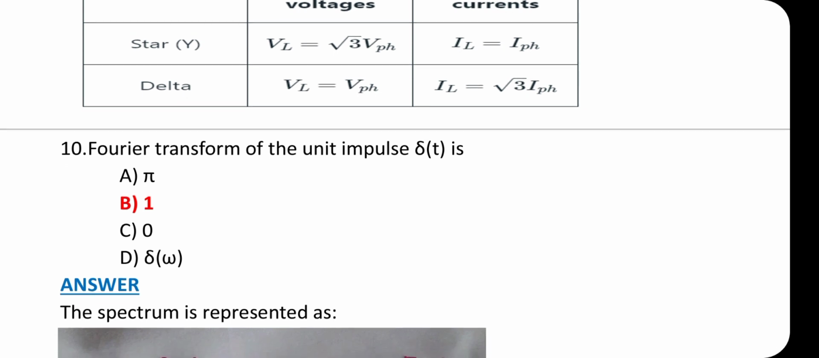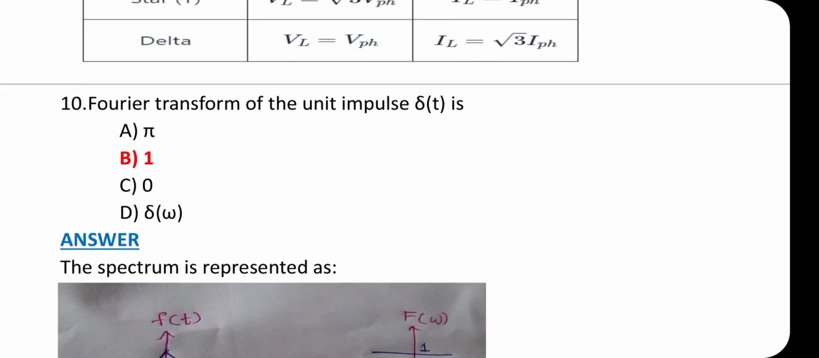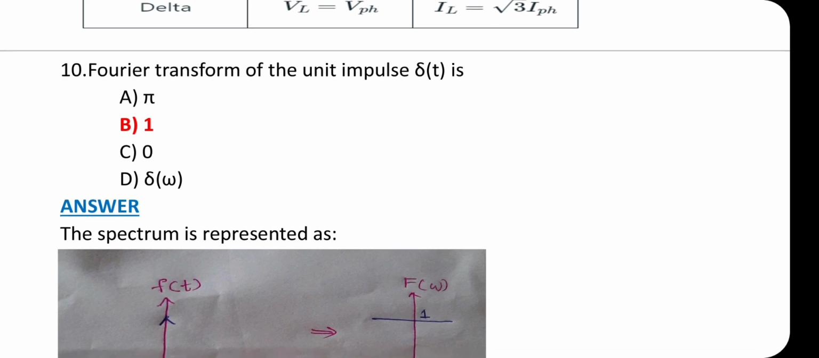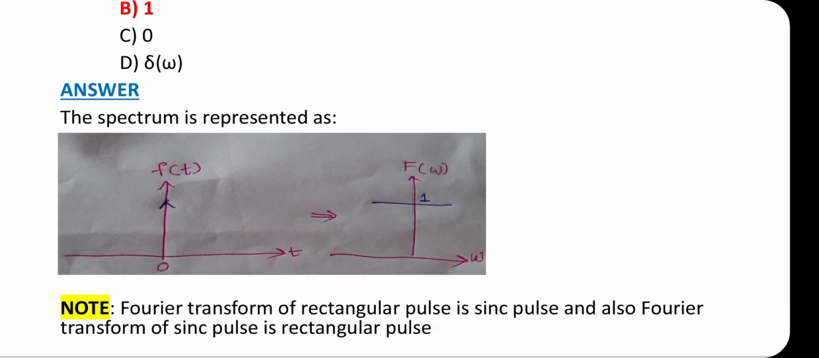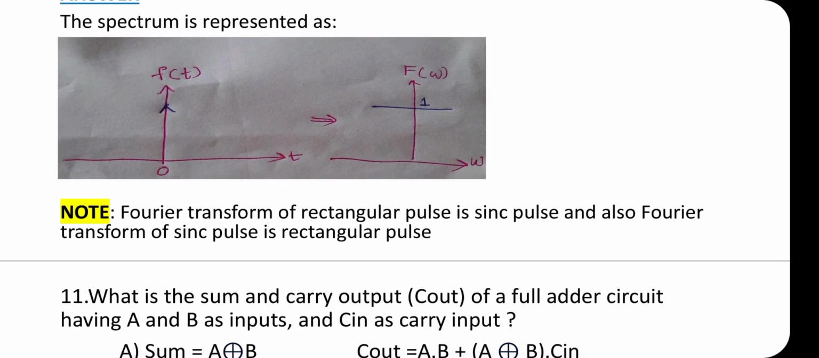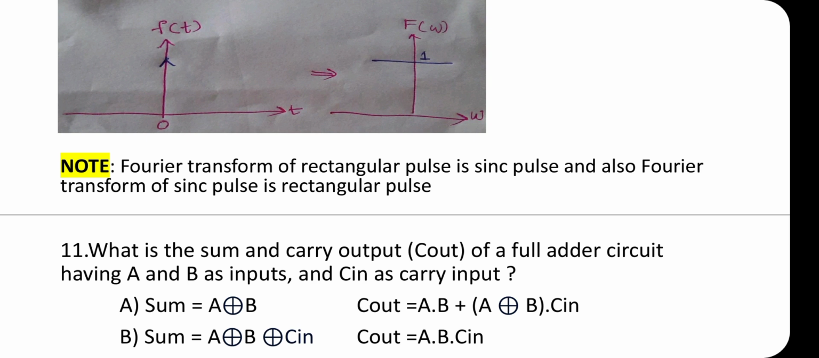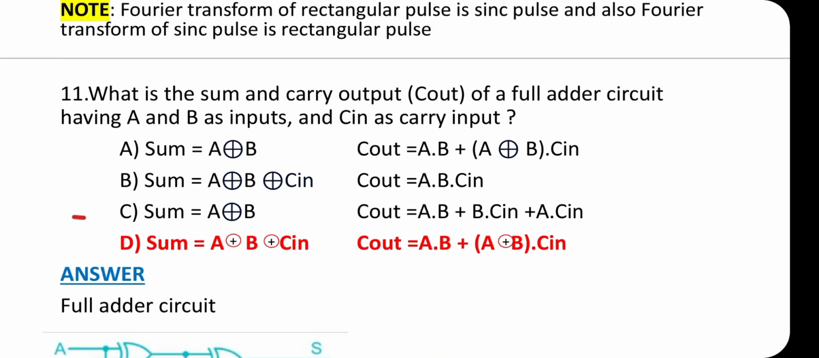Fourier transform of the unit impulse delta of t is 1. The Fourier transform of a system in the time domain is given by X of omega equal to integral from minus infinity to infinity of x of t e raised to minus j omega t dt. After calculation, we will get answer as 1. This is the spectrum of unit impulse. Note, Fourier transform of rectangular pulse is sinc and also Fourier transform of sinc pulse is rectangular pulse.